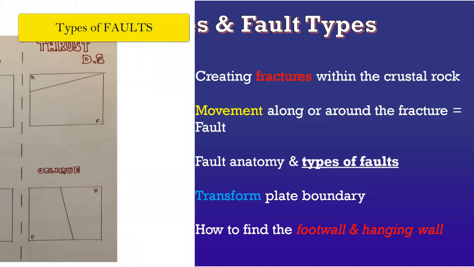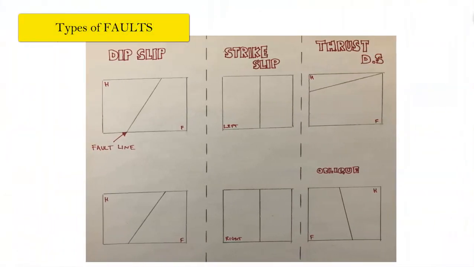So here are the different types of faults. Now, I've added 6 classic types here. There are some different ones that are very rare, but these are the 6 common ones that you'll find. Now, the word dip means angle, the angle of inclination. So that's looking at these two.